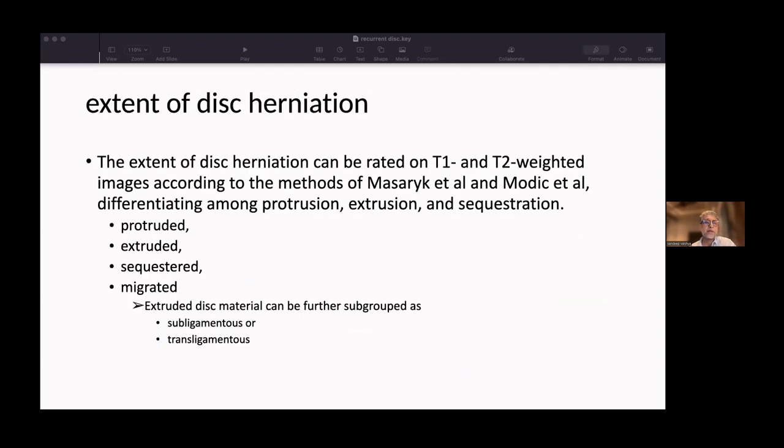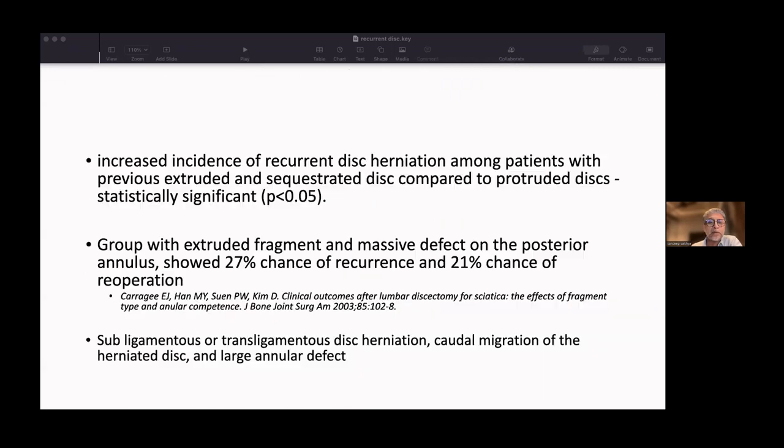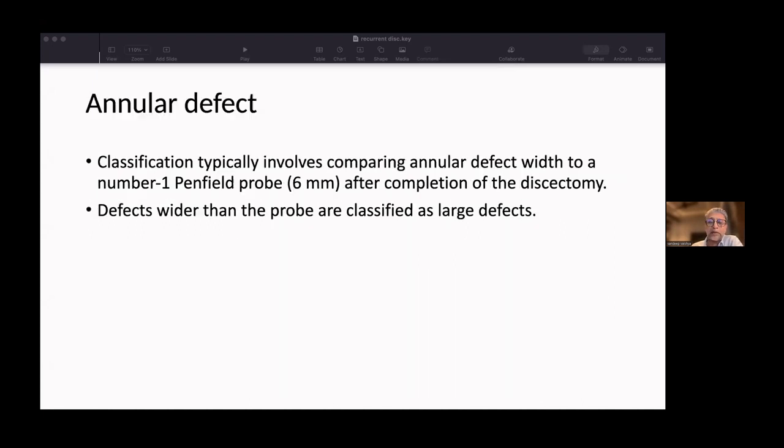Now, extent of disc herniation. So disc can be protruded, extruded, sequestered, or migrated. And amongst all these, the extruded and sequestered discs had the highest rate of recurrence, and the p-value was less than 0.05. Anyway, it is understandable that in extruded fragments, sometimes fragments can be missed, or sometimes because the ligament is also not intact, the risk of recurrence will be higher.